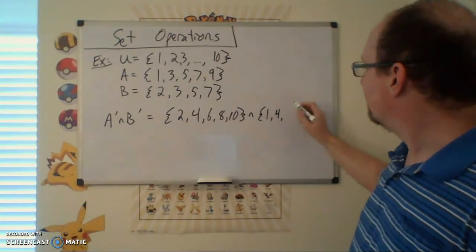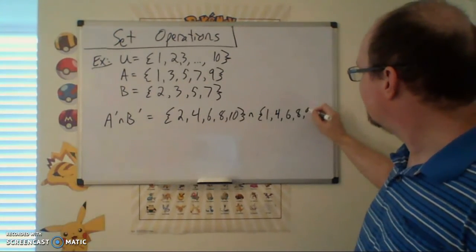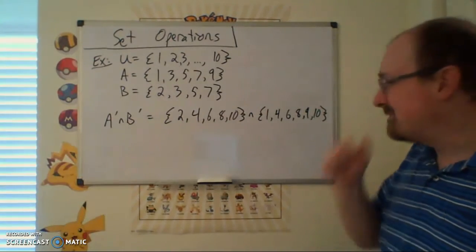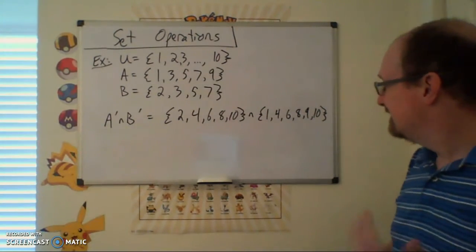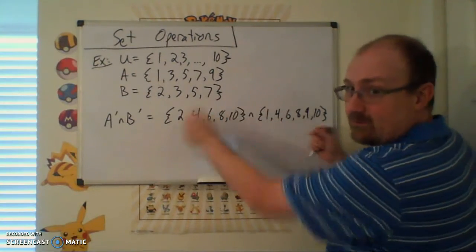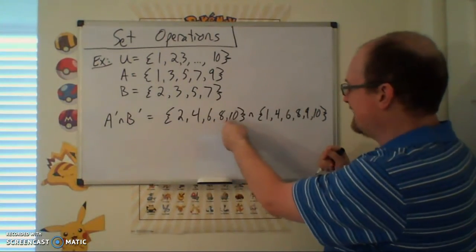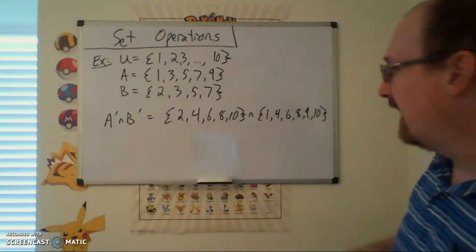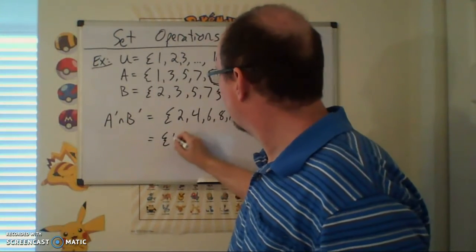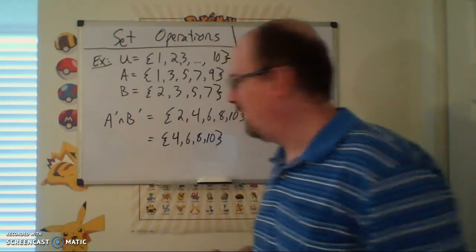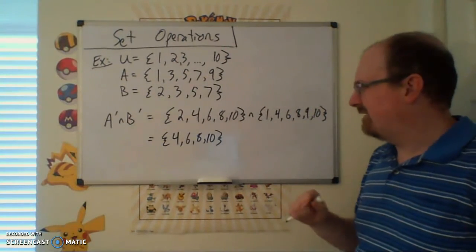So 1, 4, 9, 10. All right, and so now we kind of look at this and say, well, what do we have in common? Well, we don't have a 2 in this one, so he's out. 4, 6, 8, and 10. Yeah, all 4 of those show up, but we don't have this 1 or 9. So yeah, we get that.